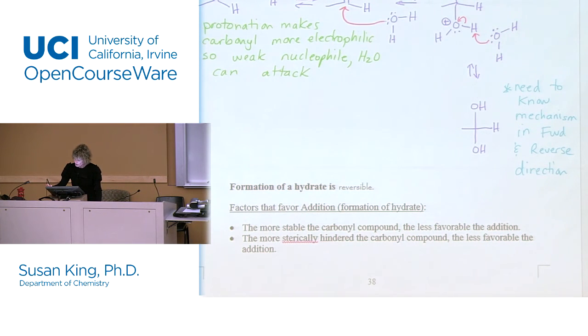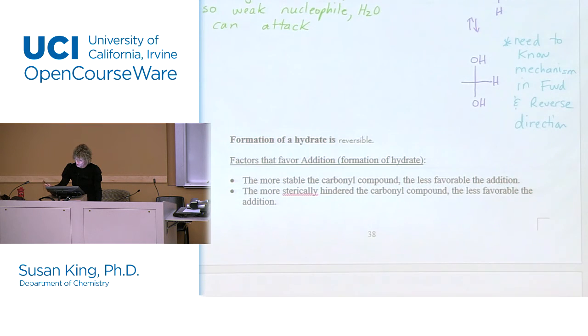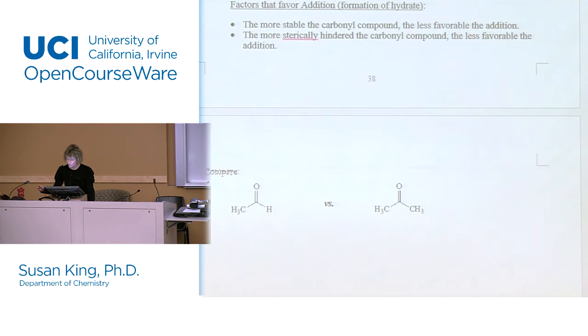Factors that favor addition, which is formation of the hydrate. More stable the carbonyl, the less favorable the addition. That makes sense. The more sterically hindered the carbonyl compound, the less favored the addition. So we're doing an addition here. And so it makes sense that the more reactive the carbonyl, the more hydrate we're going to form.